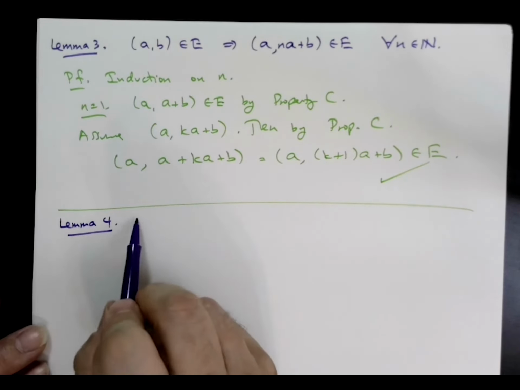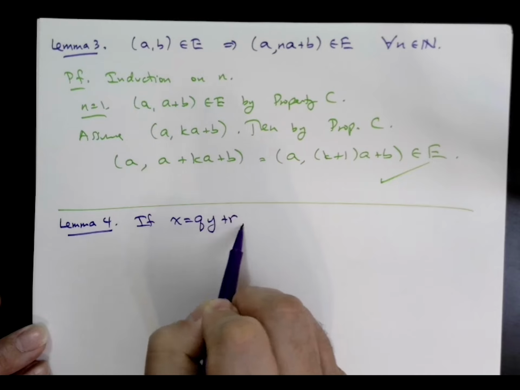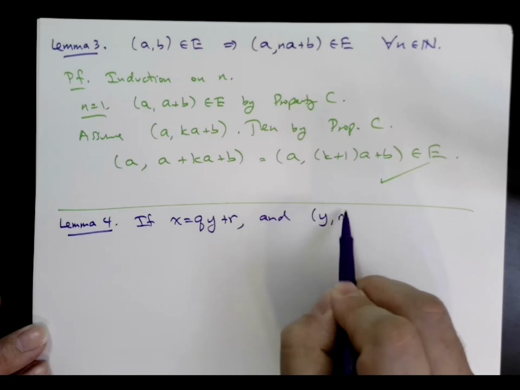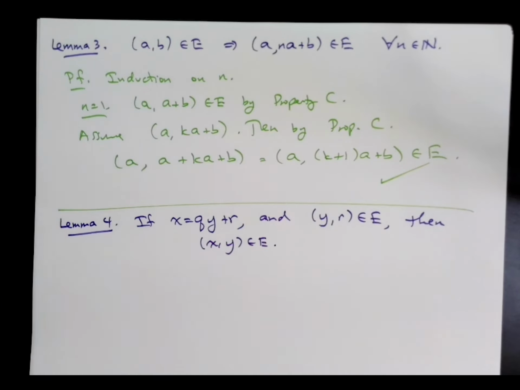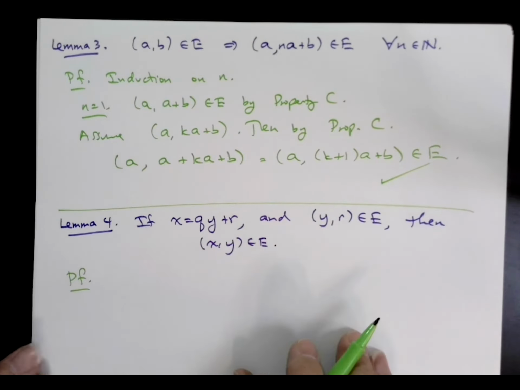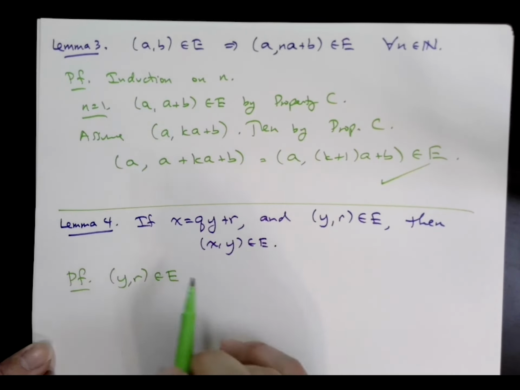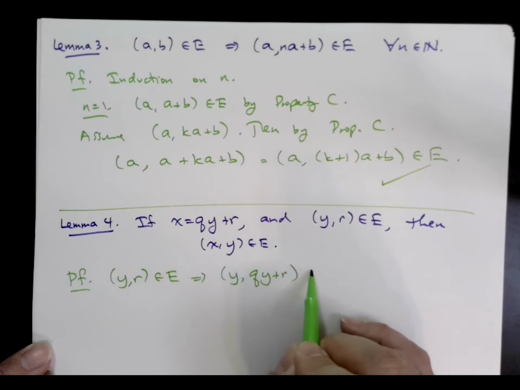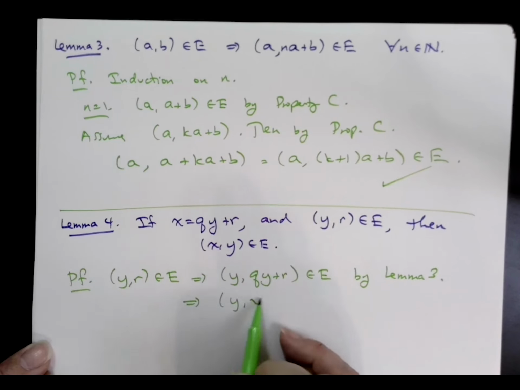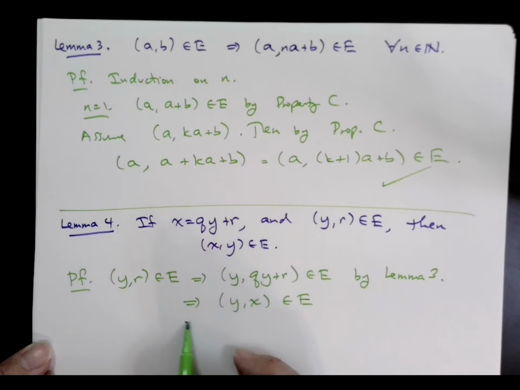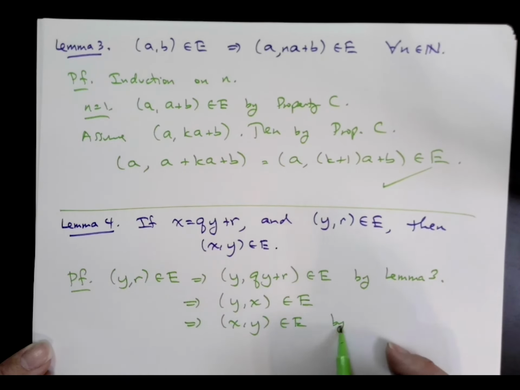Okay, now for lemma 4. If x equals q times y plus r, and (y, r) is in E, then (x, y) is in E. To prove this, let's assume that (y, r) is in E. By lemma 3, this implies that (y, qy plus r) is in E, or (y, x) is in E. But by property 2, this implies that (x, y) is in E, and we are done.